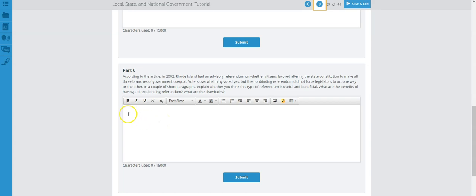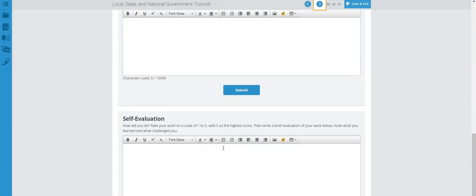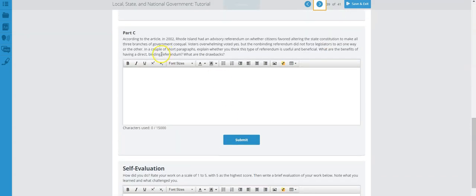For this particular response, you need to have at least 2 solid paragraphs in which you explain what you're being asked to do. All of that should reference back to this particular initiative, referendum, and recall article. Make sure that you read that, and that will help you answer part C.